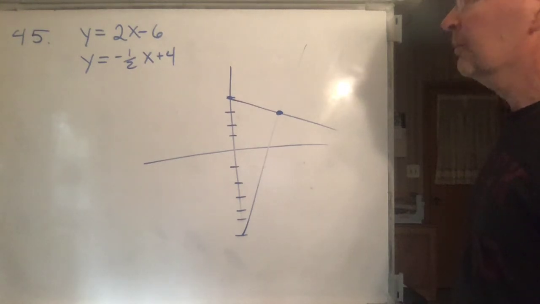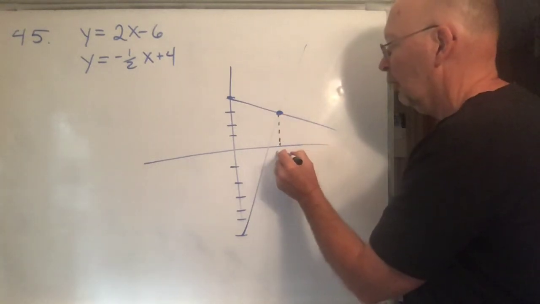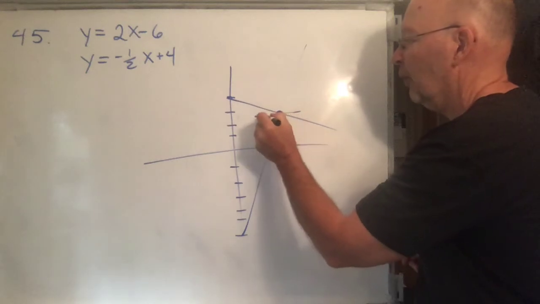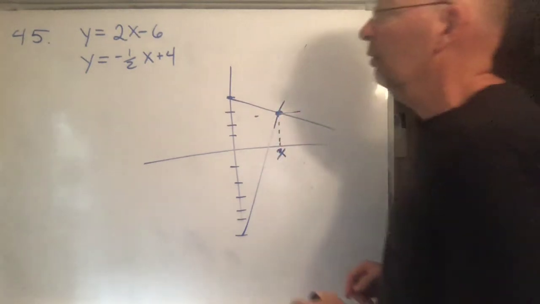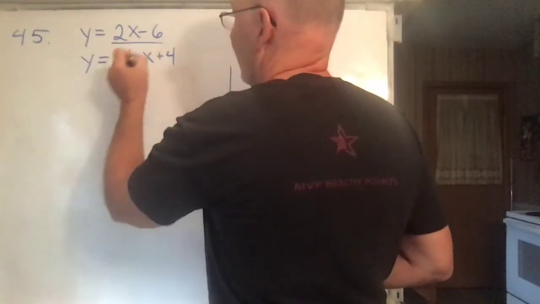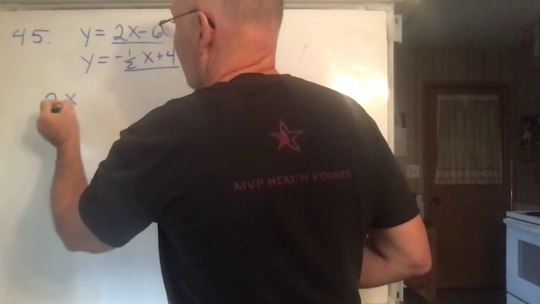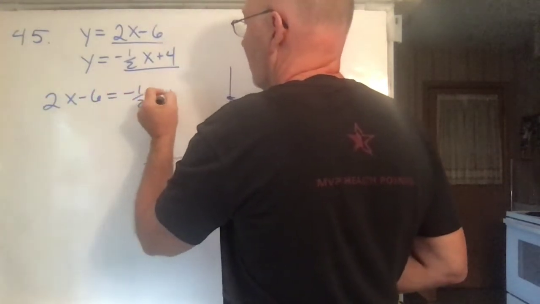So how do we find it? Well, we want to find out what are the x values. What's that x value where the y values are the same? Notice the y value of this line has got to be the same as the y value of that line. So let me just say that again. What are the x values when the y value is the same? In other words, where will 2x minus 6 be equal to negative 1/2 x plus 4?